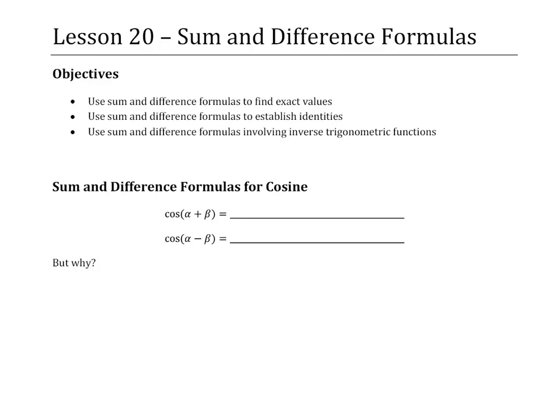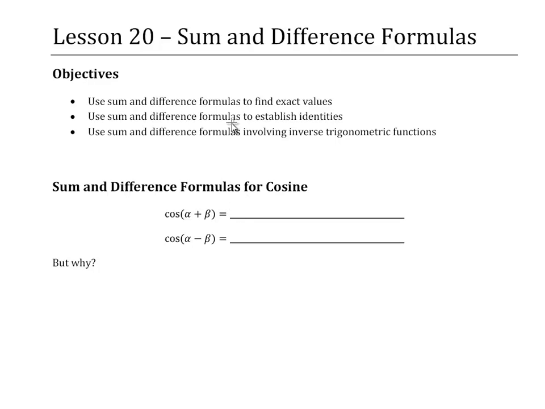But first of all, we want to show where they come from. We don't accept formulas at face value. We've got to prove them. We've got to show that they are in fact true. Let's start by looking at the sum and difference formulas for cosine. I am going to just write them down to begin with, but then we're going to show where they come from.